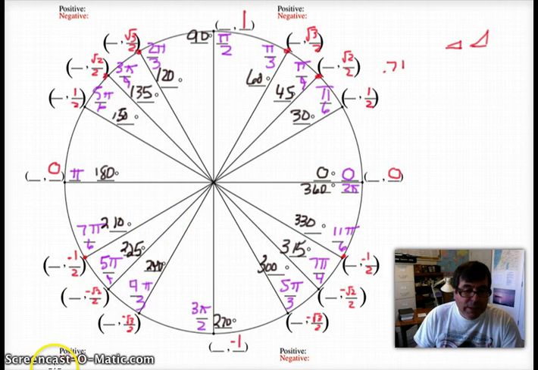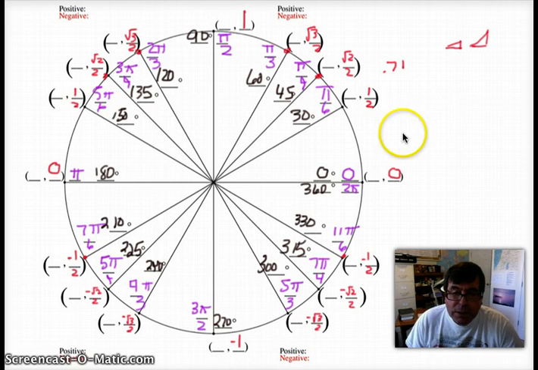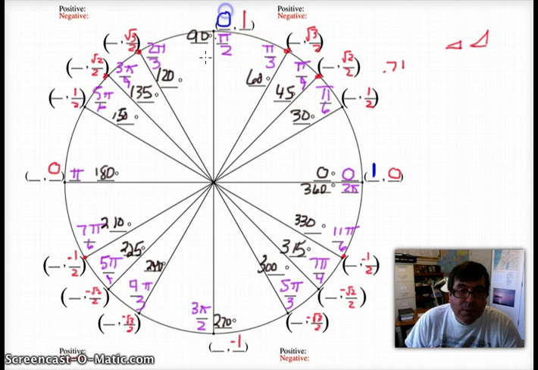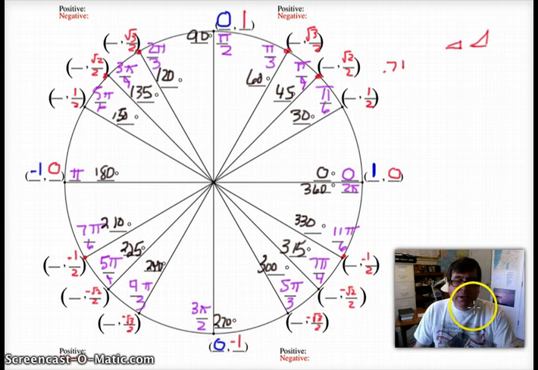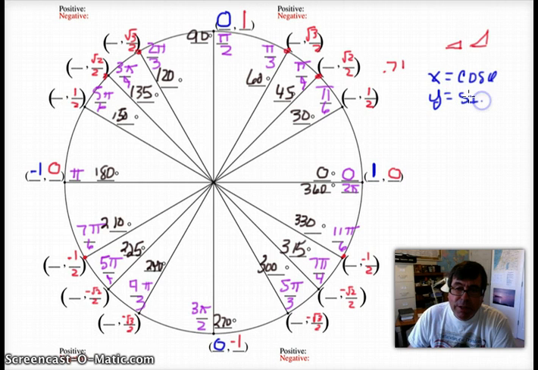On the cosine, I like to use blue, okay? So here, the x value, which is cosine, is 1. Here it's 0. Here it's negative 1. Here it's 0. So another way of saying this is x is equal to cosine of theta. y is equal to sine of theta. Okay, so keep that in mind.